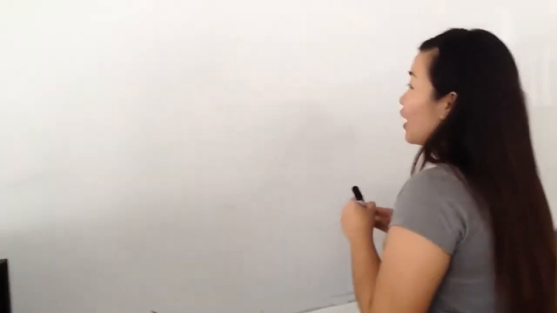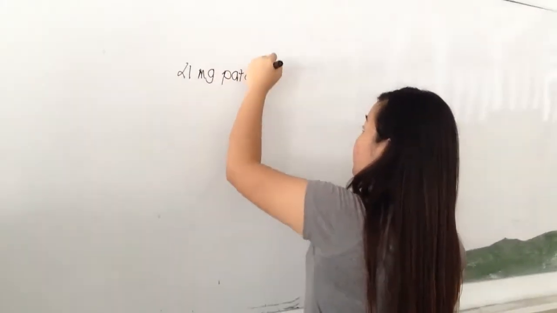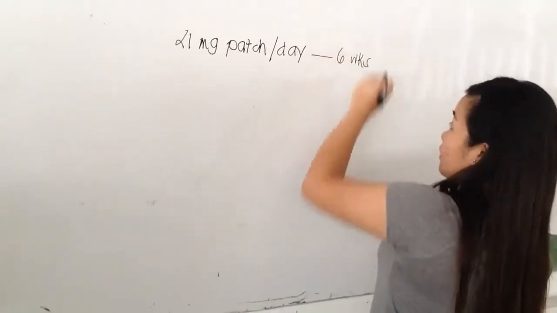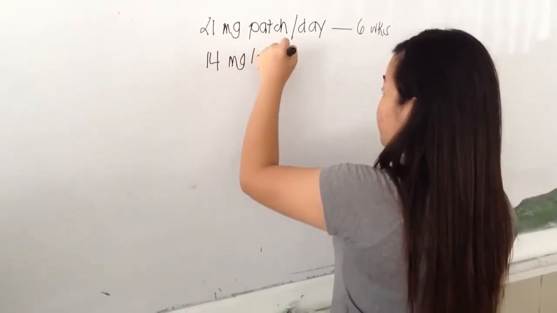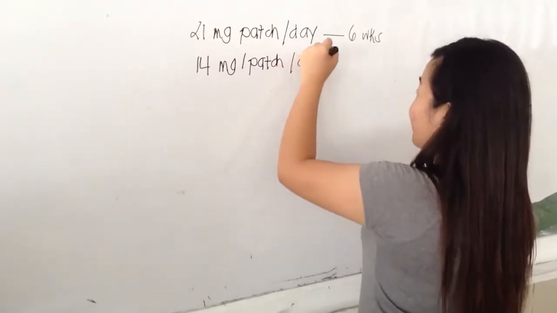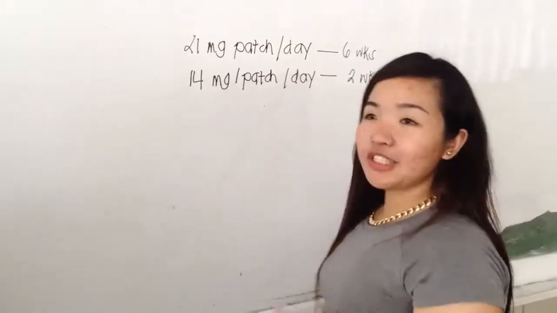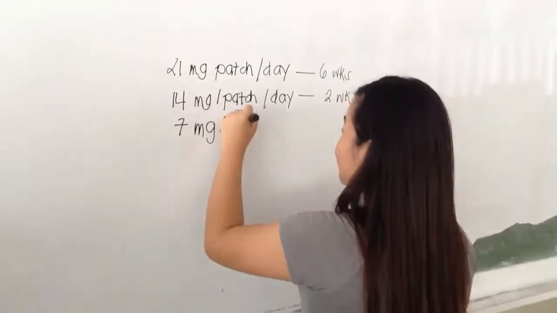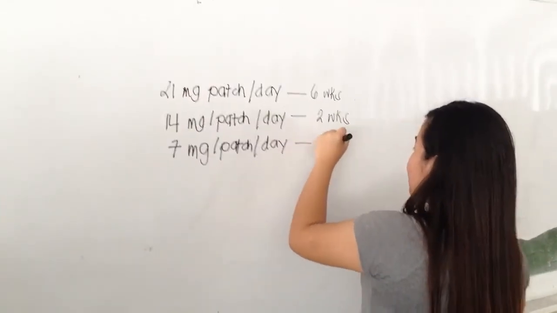First step is we need to state the given. So a patient needs to wear a 21 milligram patch each day for the first 6 weeks, and a 14 milligram patch each day for the next 2 weeks. And to complete the regimen, the patient needs to wear a 7 milligram patch each day for the last 2 weeks.